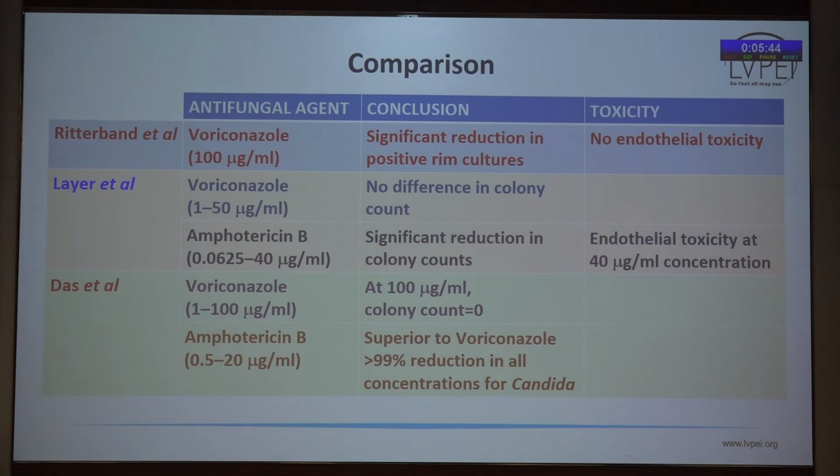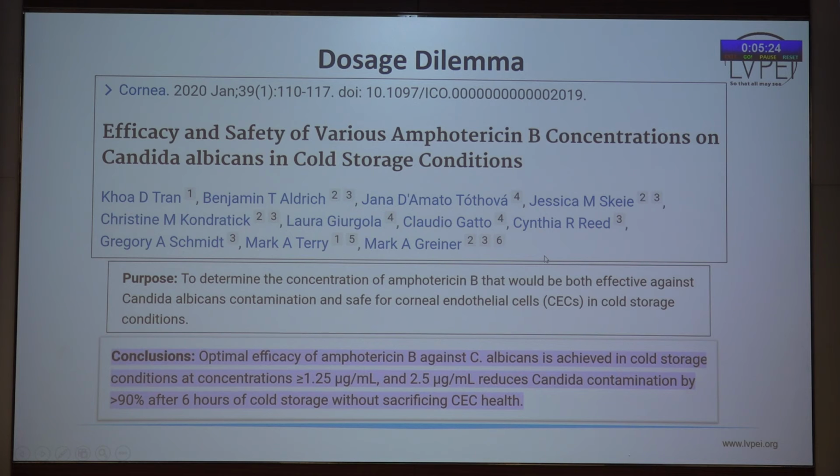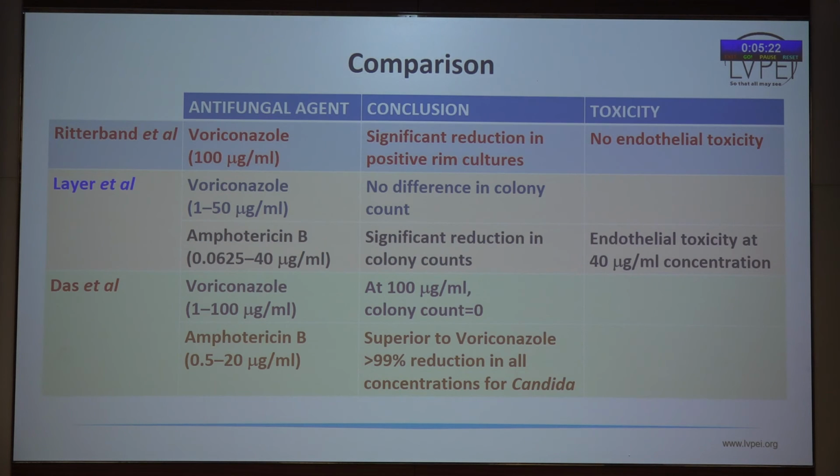These are the published studies. The first one is voriconazole, where there is a significant reduction in positive rim culture and no endothelial toxicity. Whereas in another study with amphotericin, they found a significant reduction, whereas voriconazole did not. And at higher concentrations there is endothelial toxicity. We found amphotericin B is superior to voriconazole. We are yet to publish the endothelial toxicity.